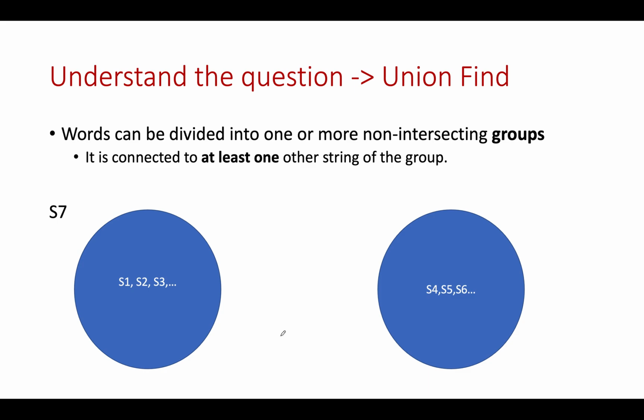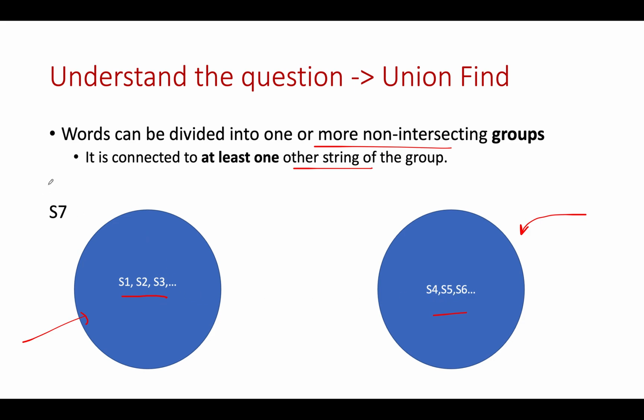Now let's try and look at the third hint that was specified in the question. Words can be divided into one or more non-intersecting groups. A word is connected to at least one string of the other group. So let's try and analyze one case. Here we have one group where there are three strings S1, S2 and S3. In the second group, we again have three strings S4, S5 and S6.